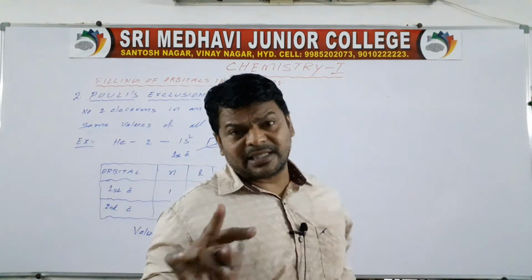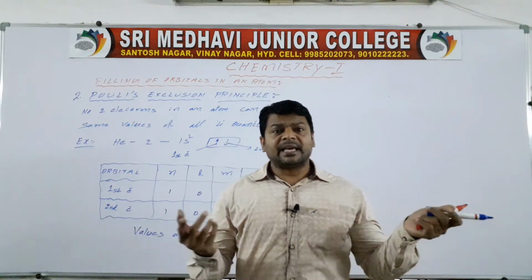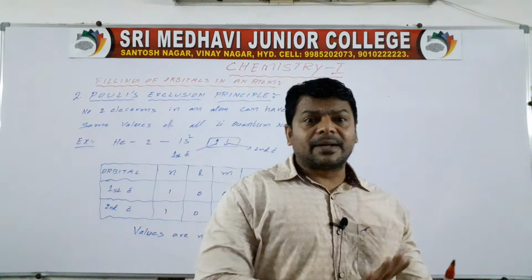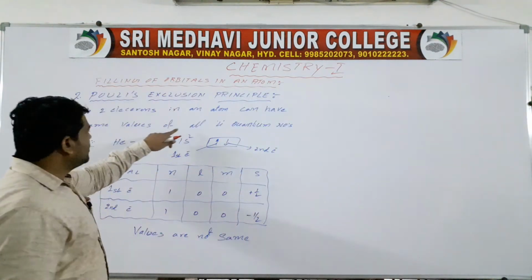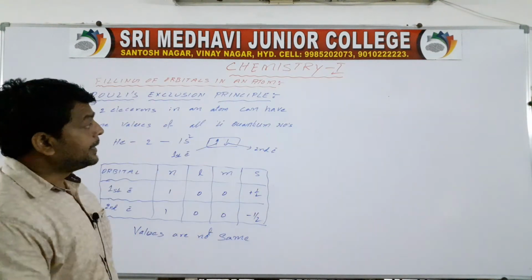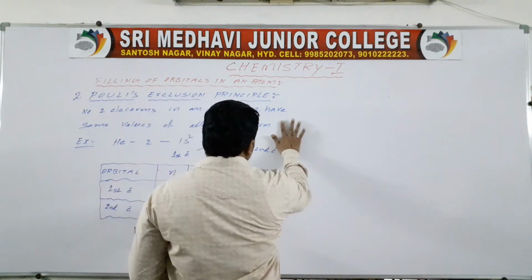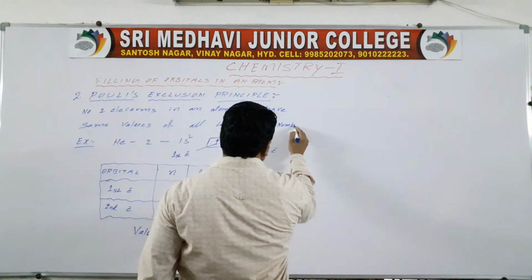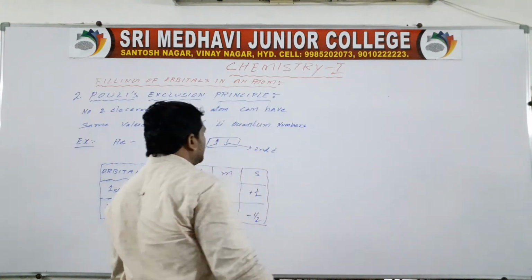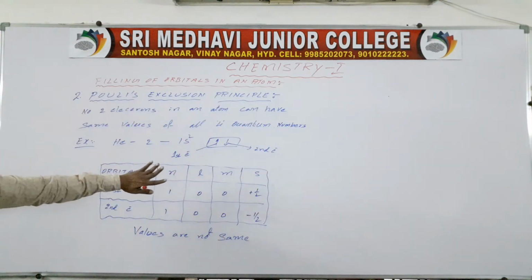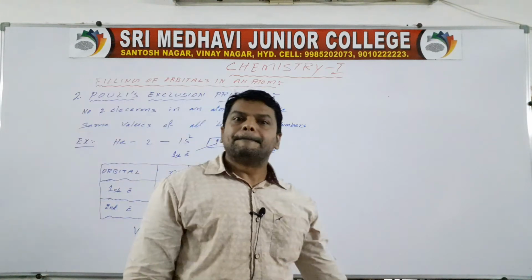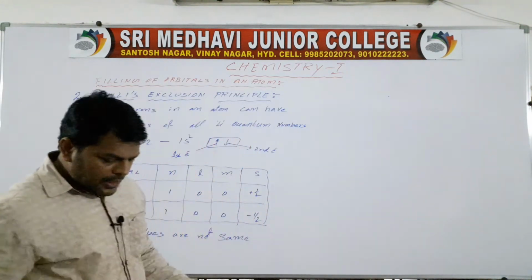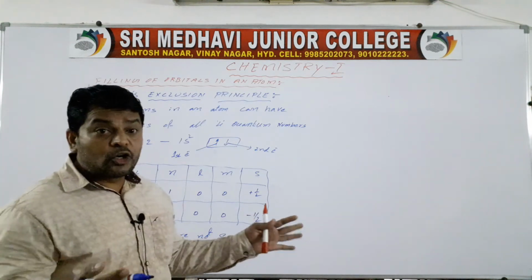No two electrons in an atom can have the same values of all four quantum numbers. Same quantum numbers, that is nothing but Pauli's exclusion principle. Next we are going to discuss Hund's rule.